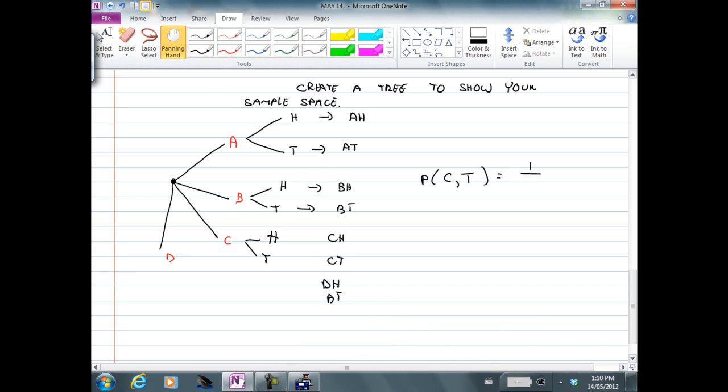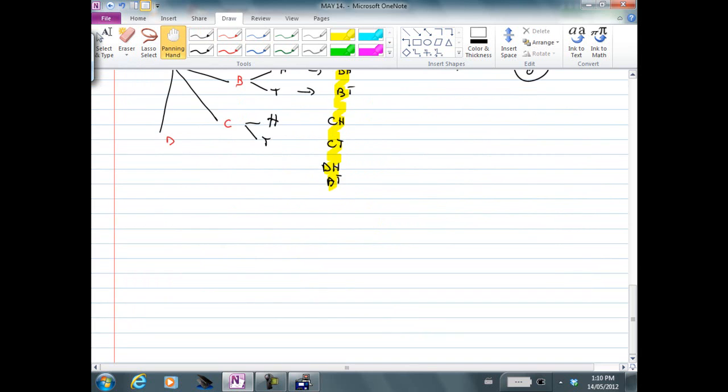Nope. How many choices do you have altogether? Liam. 1 in 6? No, not 1 in 6, more than 6. 1 in 8. See, these are my choices right here. This is called my sample space. All these are my total choices. So it'd be 1 in 8. If I were to play this game, spin the spinner and flip a coin, it'd be a 1 in 8 chance I get exactly C and T. This is called a tree diagram.